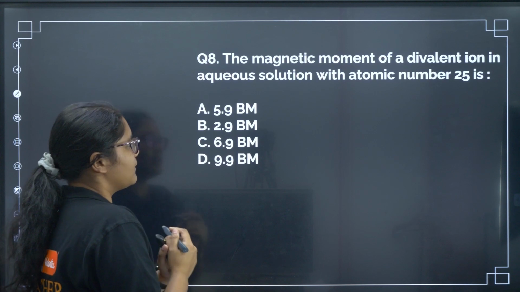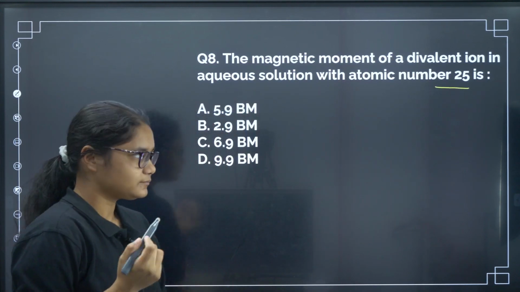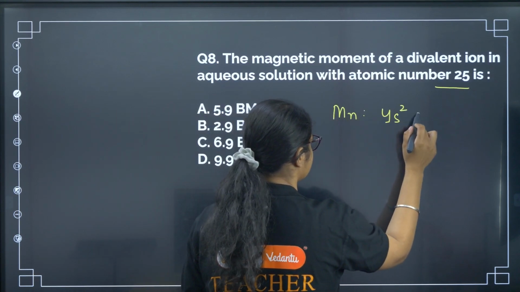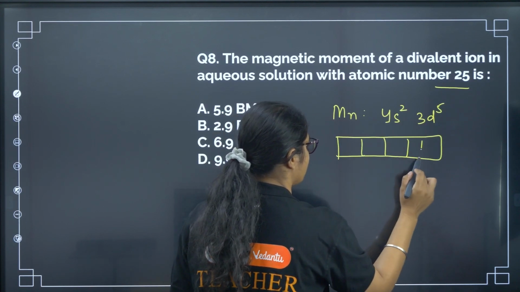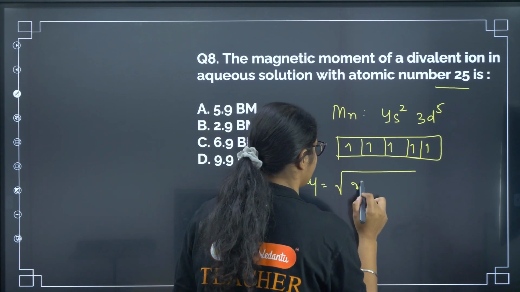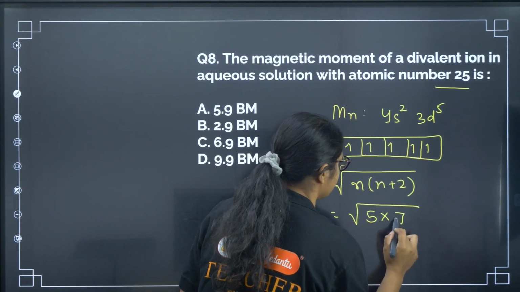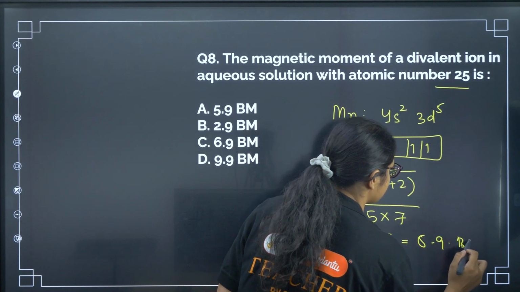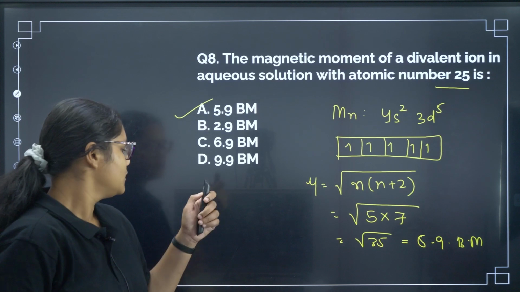Next question. The magnetic moment of a divalent ion in aqueous medium with atomic number 25 is. Atomic number 25 is manganese. The electronic configuration is 4s2, 3d5. If we draw this 3d5, we have 5 unpaired electrons. The magnetic moment formula is root over of n into n plus 2, that means root over of 5 into 7. So we get root over of 35, which is equal to 5.9. The unit is Bohr magneton. So the correct answer for this question will be option number A.